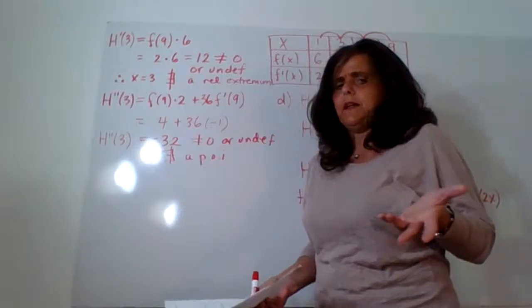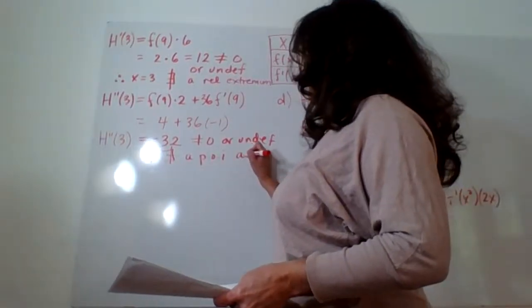It's fine on the exam to say POI. They know what you mean. At x equals 3.